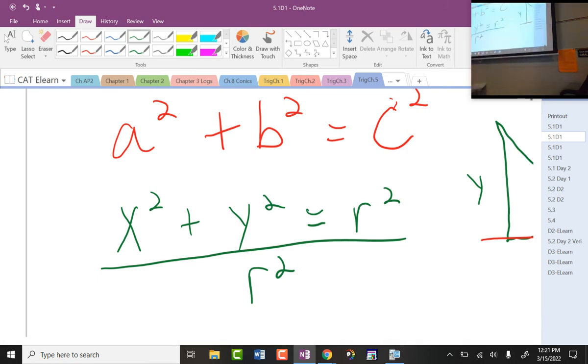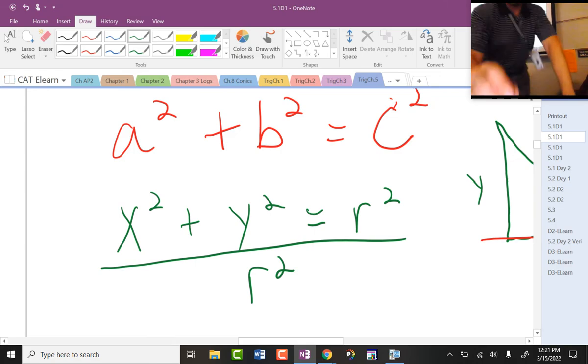What's x over r, everybody? 3, 2, 1, go. Cosine. What's y over r, everyone? 3, 2, 1, go. Sine. What's r over r, everyone? 1. Cosine squared plus sine squared equals 1. And then cross it off.